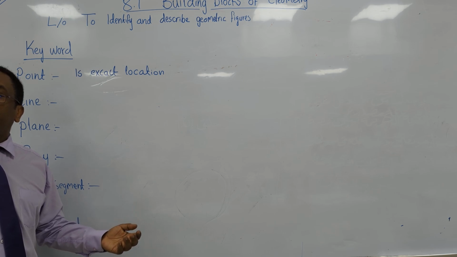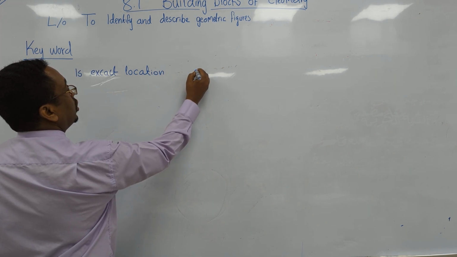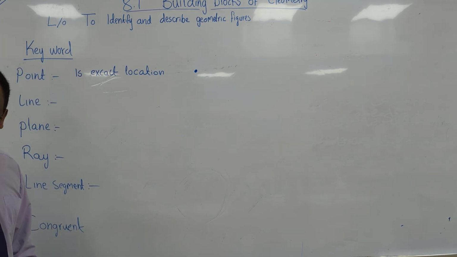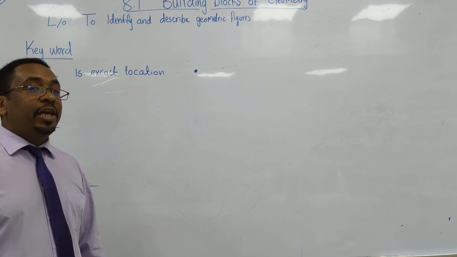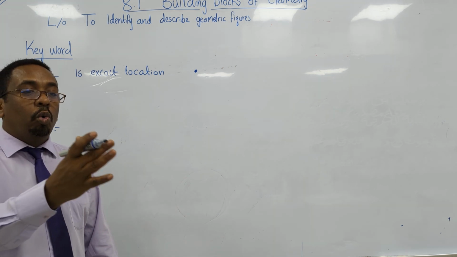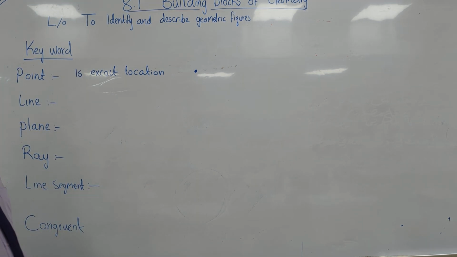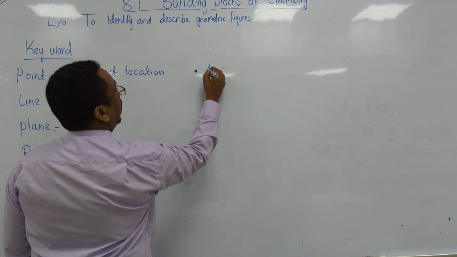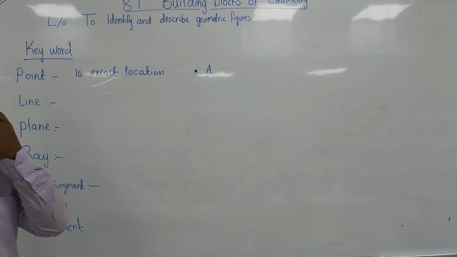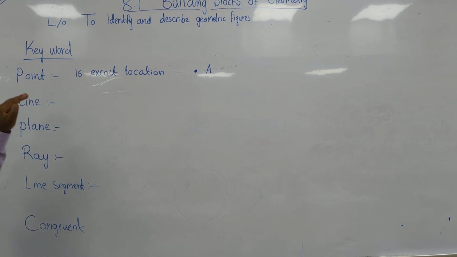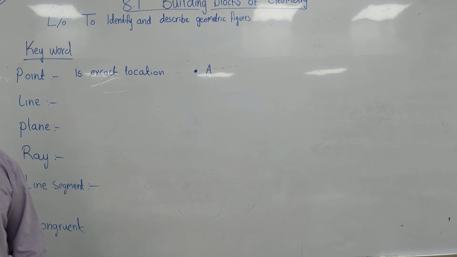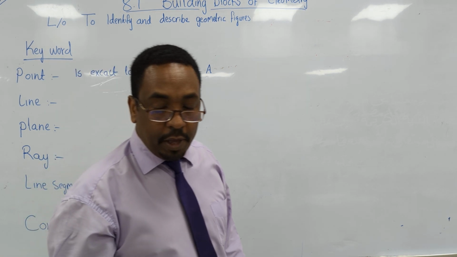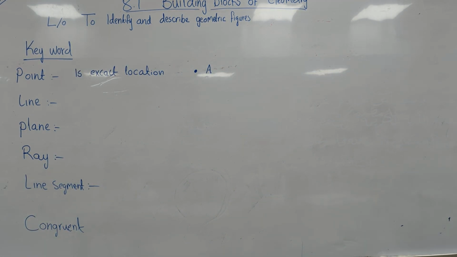So how do we represent that point? We will use a dot, and next to that dot we use a capital letter. It doesn't really matter; it could be A, B, Z, X, Y, W, whichever you or they choose. So let's call it A. This is how we represent a point. Does that make sense? Yes. So a point is an exact location, represented by a dot and a capital letter. Does that make sense? Yes. Good.